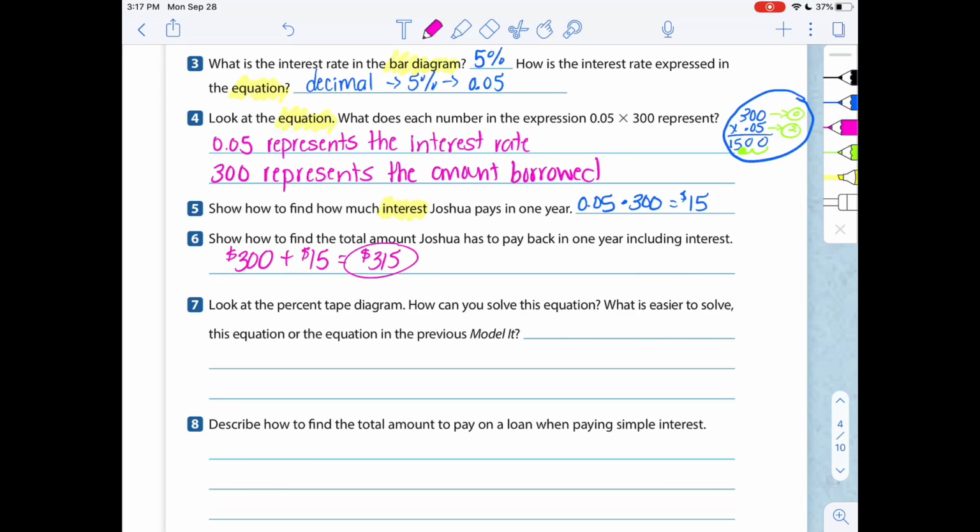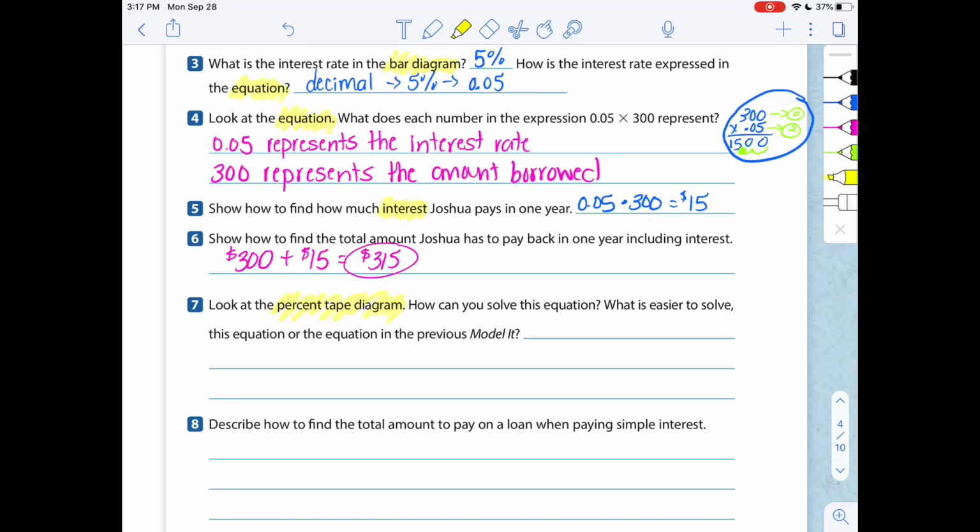So now that we've looked at the bar diagram and the equation model, let's look a little bit at the tape diagram. Because remember, this is where we start putting together what we know about proportions. So in the tape diagram, how can you solve this equation? And then what is easier to solve, this equation or the equation from the previous model it?